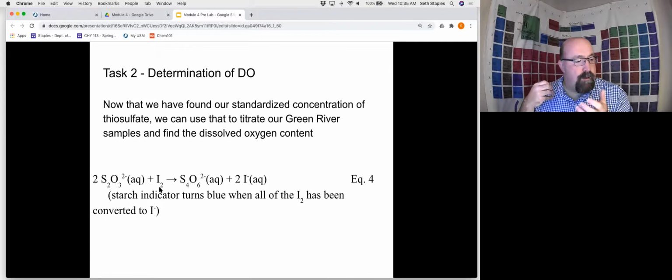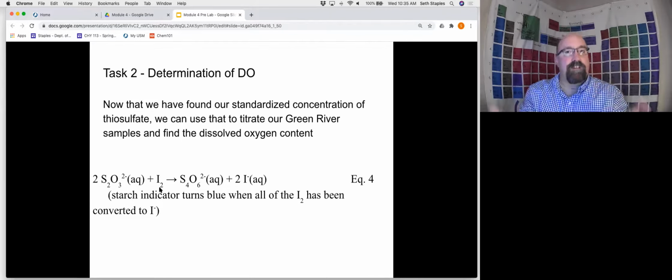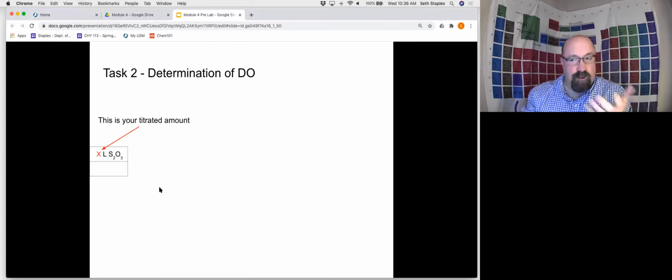Your procedure for the titration part of the lab is going to be pretty much identical for task 2 as it was in task 1. You're going to have your Green River samples in your flask. You're going to have your burette down in your flask, and you're going to titrate. Your S2O3 will be in your burette, and you're going to titrate that into your sample until it turns blue. And so at that point, you will have your titration volume, the volume of S2O3 that you had to use to make your reaction turn blue. And so we're going to just look at a little example of how this all works out.